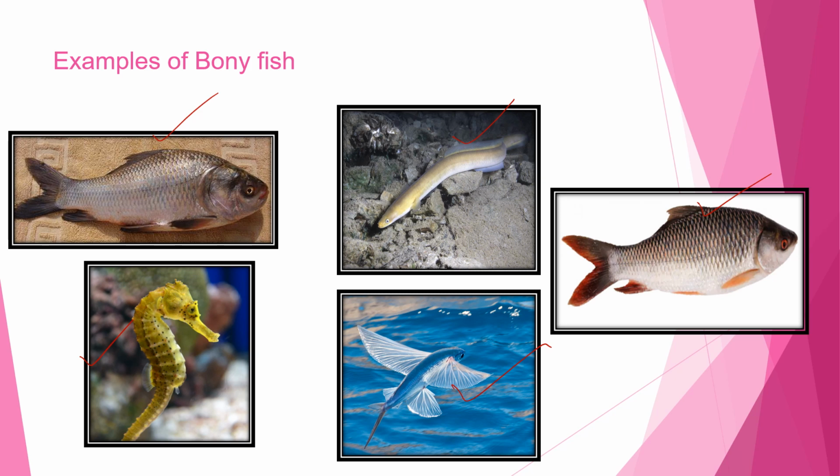When we move on to the next one, that will be examples of cartilaginous fish. Though this seahorse is of a different category, it is under the bony fish category. So this is bony fish. This flying fish also comes under the bony fish category. Now let us move on to the cartilaginous fish or Chondrichthyes examples.